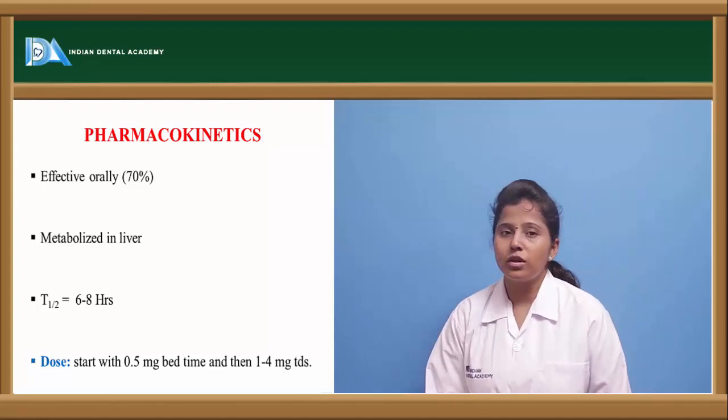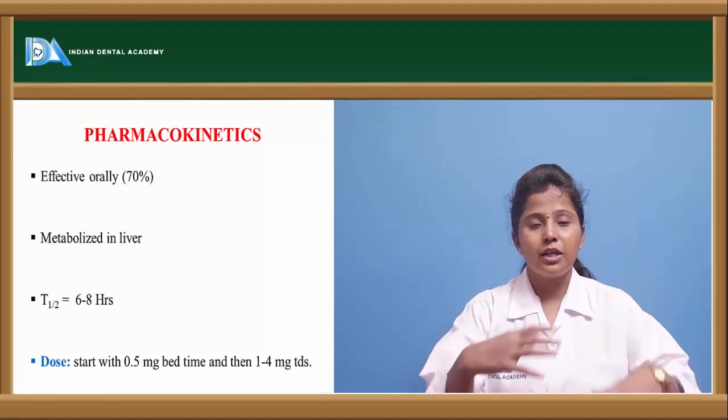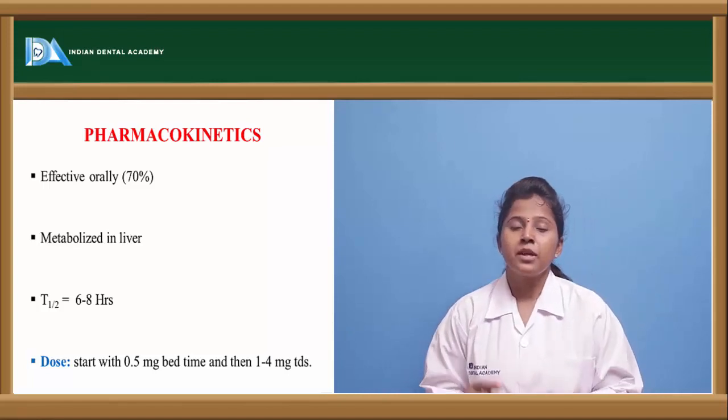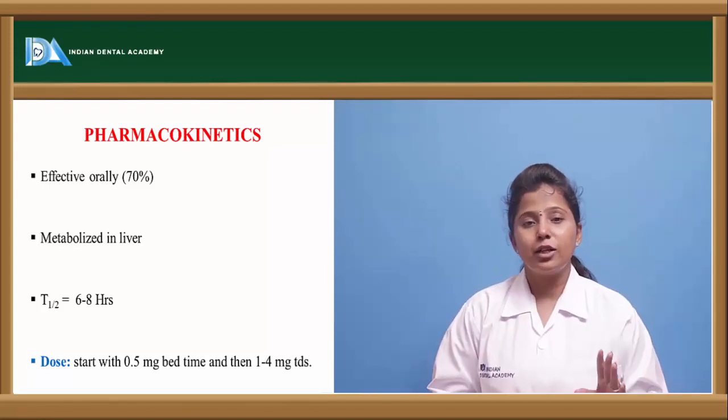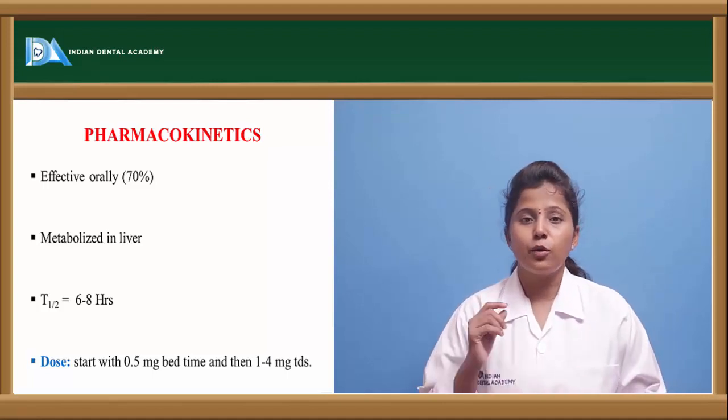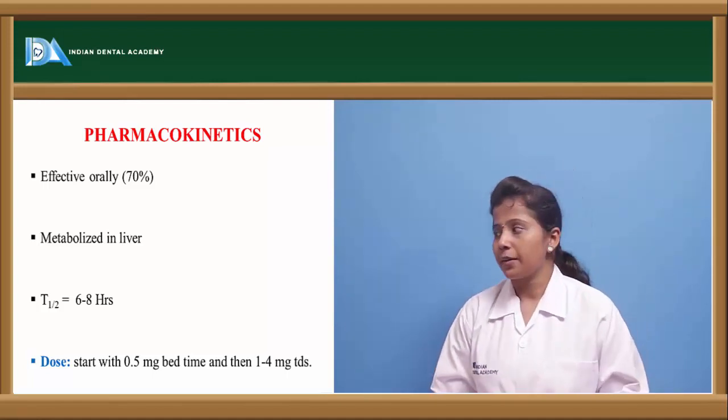And during daytime, the drug should be given at about 1 to 4 mg twice a day. So twice a day at the dose of 1 to 4 mg, but during night time or before going to bed, only 0.5 mg of the drug is recommended.